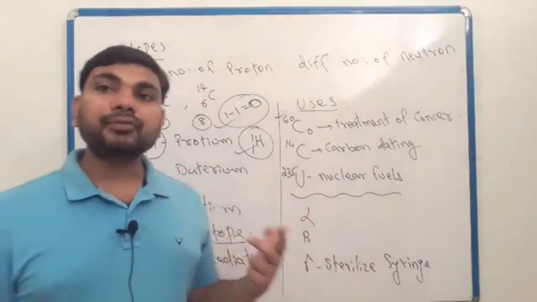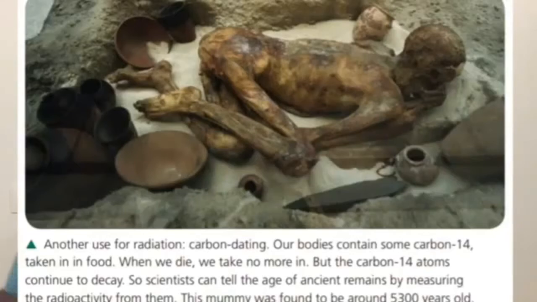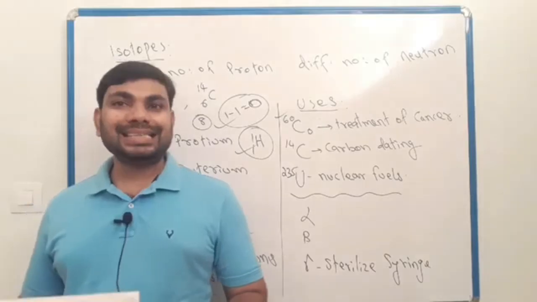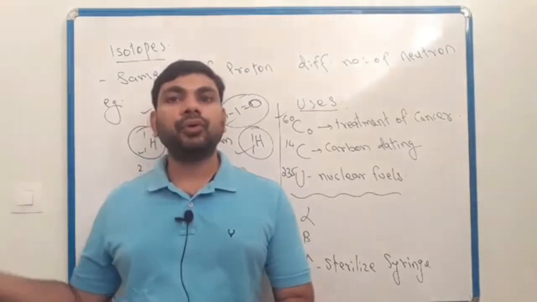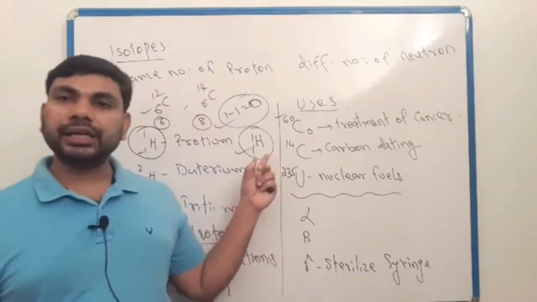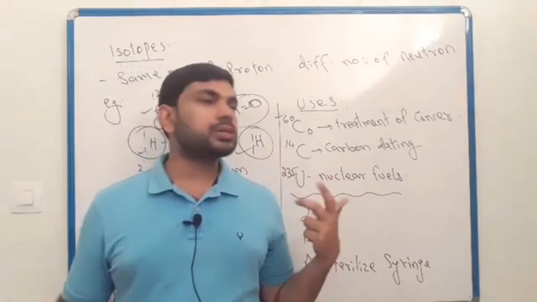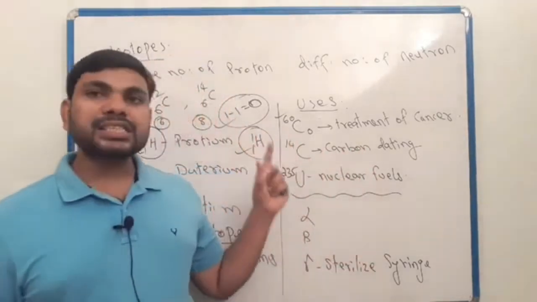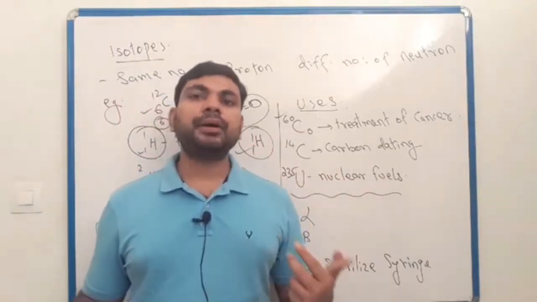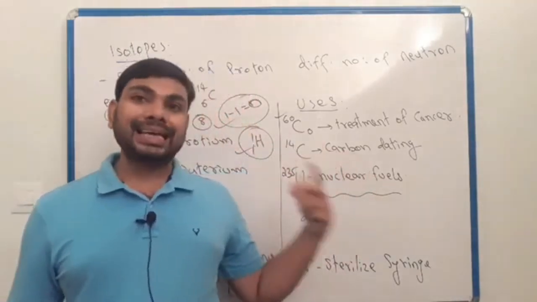And another one, carbon 14. We can detect the age of fossils. You can see here one figure, dead bodies or fossils or dead remains of plants or animals. We can detect the age of these living things, how long ago they lived, using carbon 14. This process is called carbon dating. So here cobalt 60 is for cancer treatment, carbon 14 is used for carbon dating.